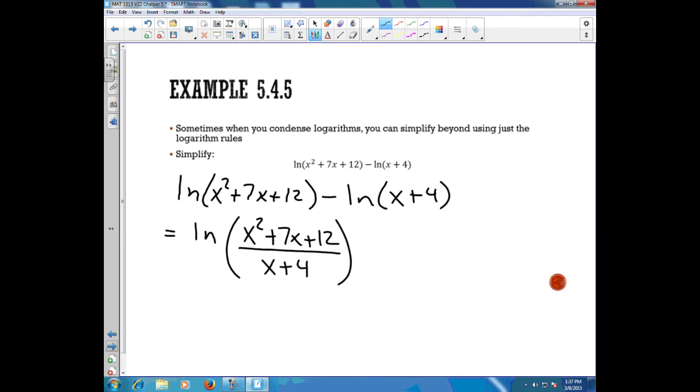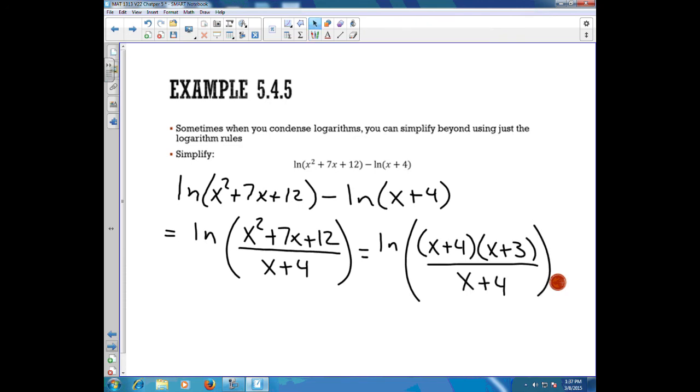But we can now factor that numerator. This is the natural log of x plus 4 and x plus 3. And notice now the x plus 4's will cancel, and we're just left with the natural log of x plus 3. So by combining those logarithms, we were actually able to simplify it more than just using the product and quotient rules.